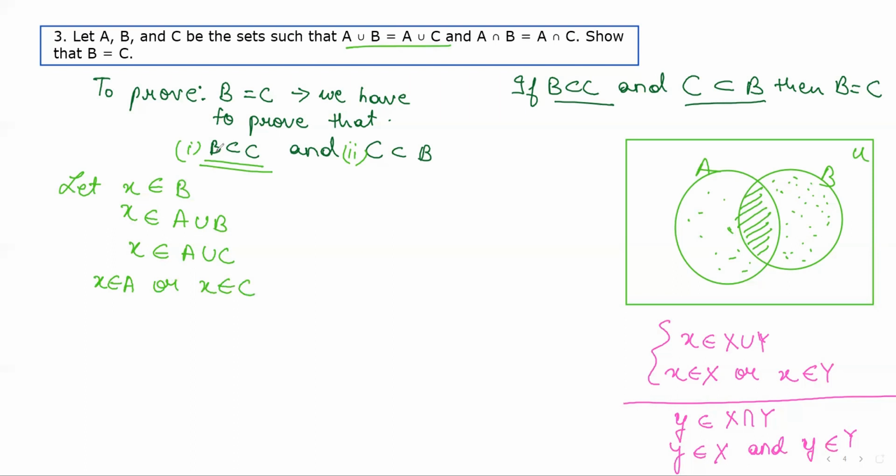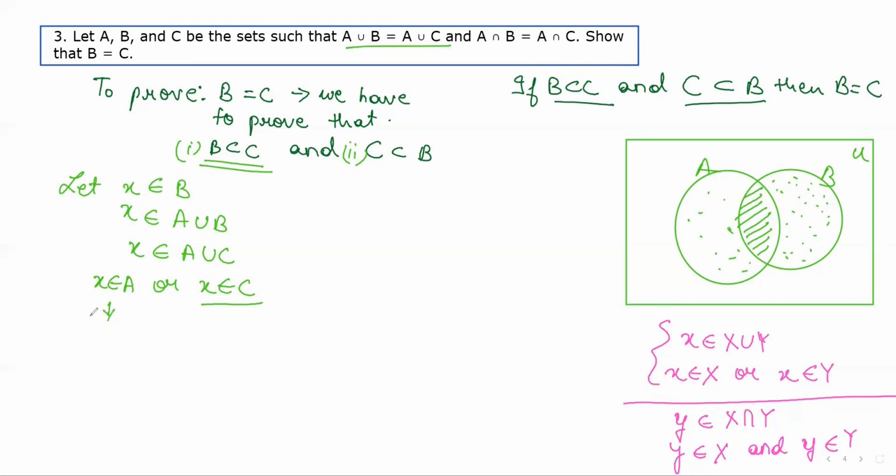Now, for B to be a subset of C, you need an element X which belongs to B to also belong to C. Now here X is belonging to B, and you're ending up with two situations, either this or this. So X belongs to C, it's fine with us, but what if X belongs to A? So we'll try and solve this X belongs to A further.